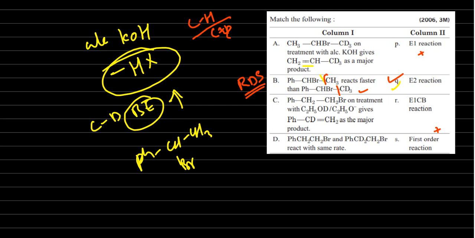Next, C. Here CH2 CH2 are treated with sodium ethoxide in ethyl alcohol with deuterium, which gives this one as the major product.